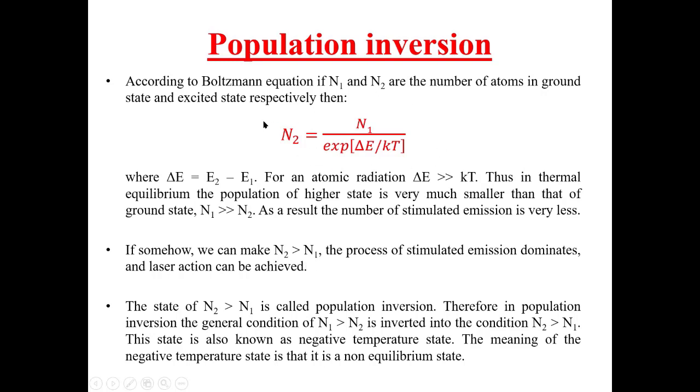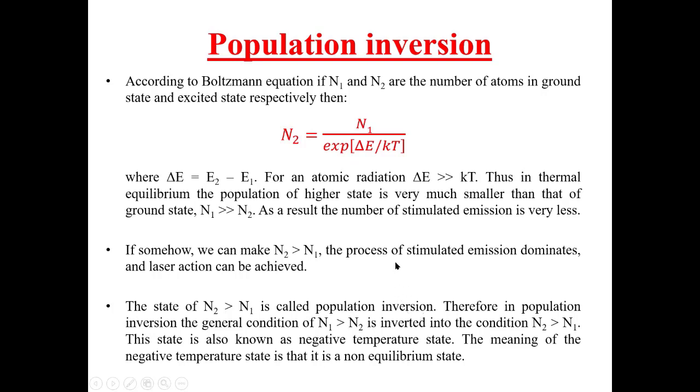Since by this equation N2 greater than N1 represents a negative temperature, the state in which N2 is greater than N1 is also known as the negative temperature state, or this state where N2 is greater than N1 is called population inversion.